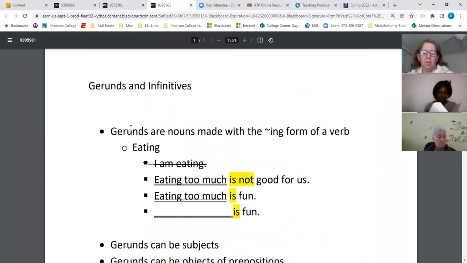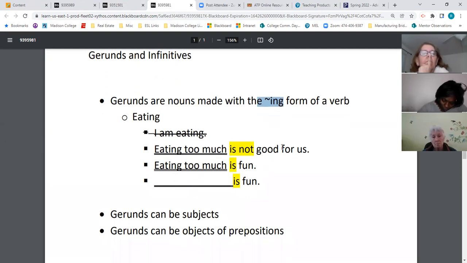And a gerund, we're going to start with gerunds. A gerund is a type of noun. Remember, nouns can be a person, a place, a thing, or an idea. In this case, it's a noun that ends with ing, so it looks like an ing form of a verb. However, it functions differently in a sentence.